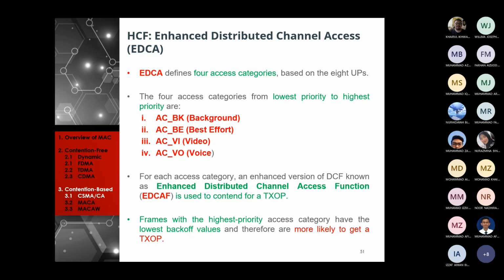For each access category, an enhanced DCF known as enhanced channel access function, EDCAF, is used to contend for a TXOP. Frames with the higher priority access category have the lowest backoff value and therefore are more likely to get a TXOP.